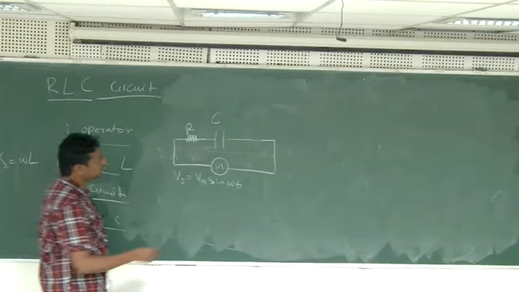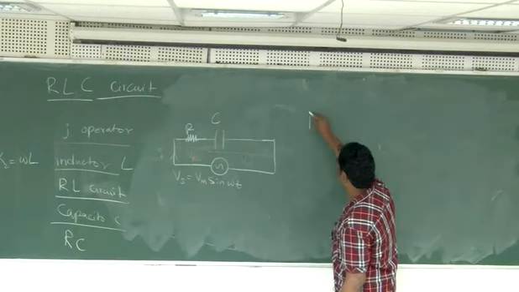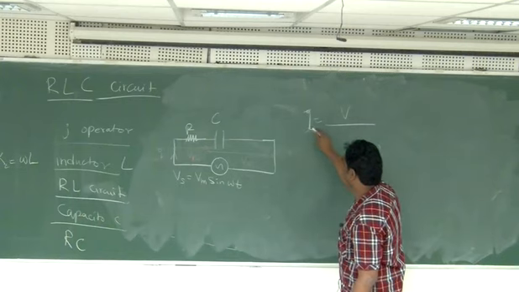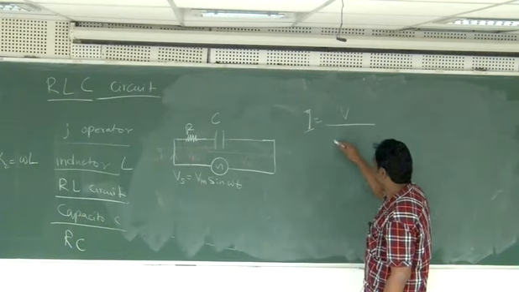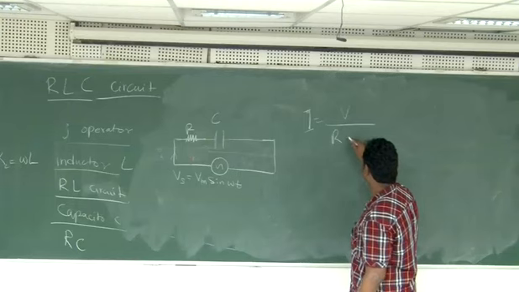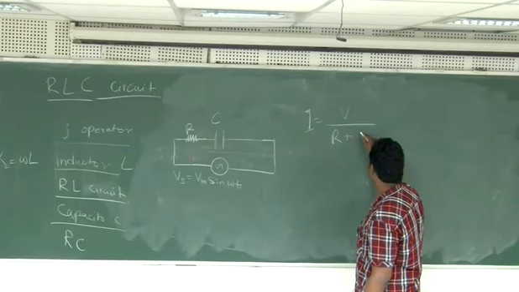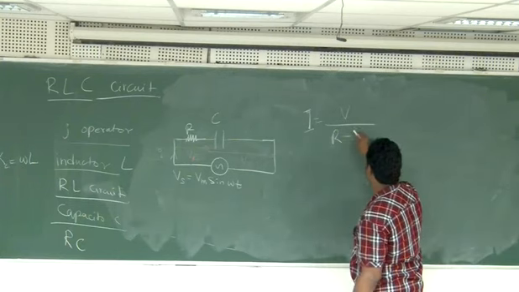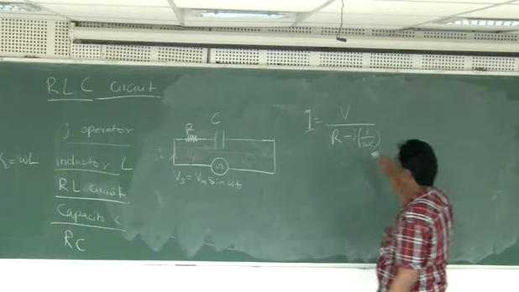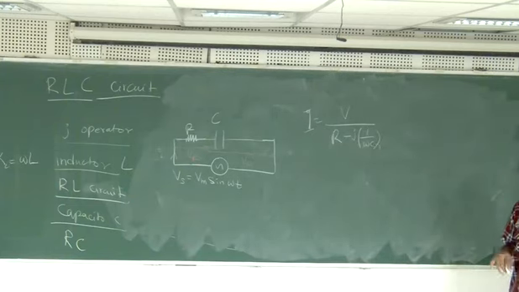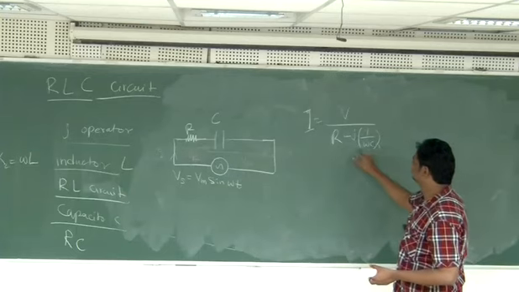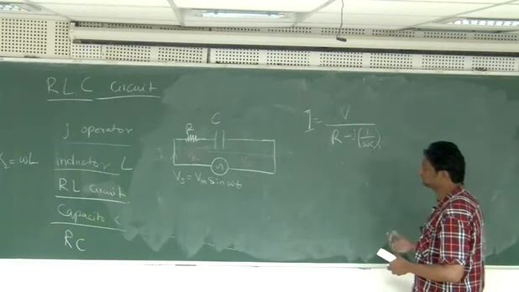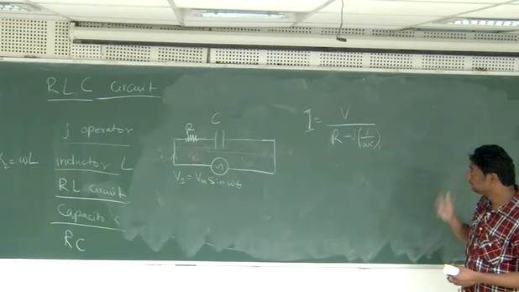So you can write I equal to V divided by R, with I RMS and V RMS, plus, we had that minus, right? Minus j into 1 by omega C, something like this. We will solve a problem, so don't worry about how it works out. We'll just solve an example problem.